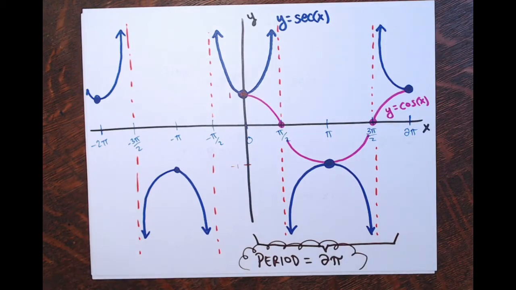The period for secant of x, the period for cosecant of x, same as for sine and cosine, is 2 pi. All right, the only ones that were different, I'll say it again, were tangent x and cotangent x. Remember, tangent and cotangent had a period of 1 pi, not 2 pi.